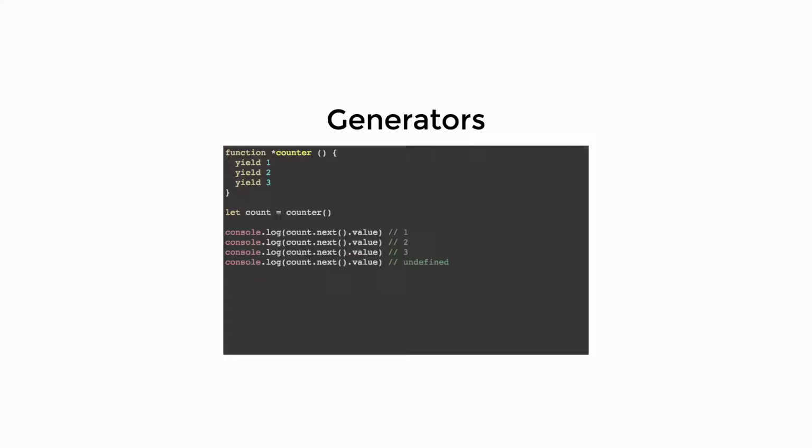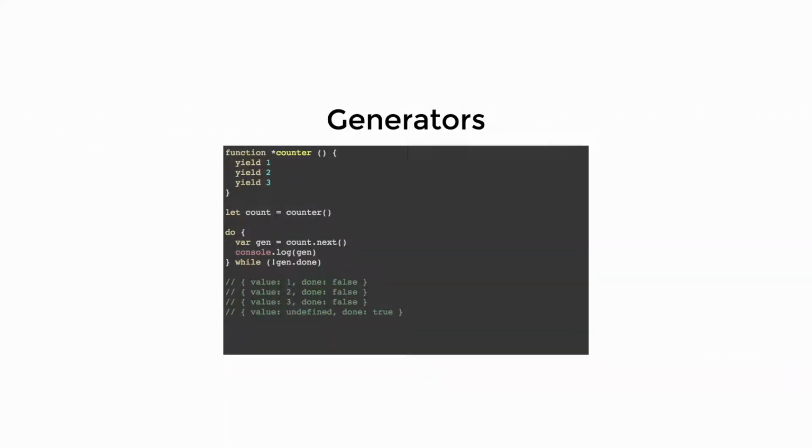Basically, the first time we call counter.next, it runs up to whatever the next yield statement is. So the first time we call it, we get 1. The second time we call it, we get 2. The third time we call it, we get 3. The fourth time we call it, we've run out of things to do, and so it just kind of dies there. If we put a return statement there, it would return whatever the return is forever.